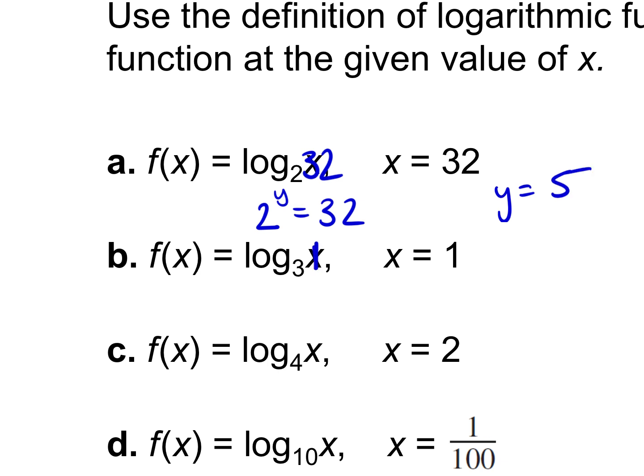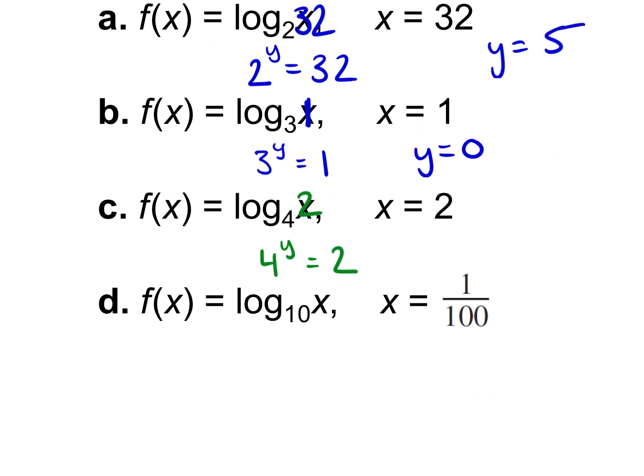All right, so let's do that for b. We're going to plug in 1 into the x. When we rewrite this into exponential form, we have 3 to the power of y is equal to 1. 3 to what power would give us 1? 0. Awesome. So y would equal 0. Let's do it for c. So I'm going to plug in 2. So we have 4 to the power of y is equal to 2. 4 to what power would give us 2? 1/2. Awesome. So y would equal 1/2.